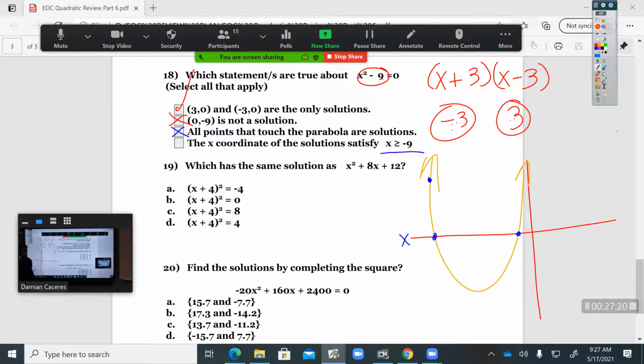Now let's see if this last one is true. The x-coordinate of the solution satisfies x is greater than or equal to negative 9. Let's see, what are my solutions? 3 and negative 3. Make sure they both satisfy. If they do, check it. So, is 3 greater than or equal to negative 9? Of course, 3 is bigger than negative 9. Is negative 3 greater than or equal to negative 9? Yes, because the bigger the negative number, the smaller it is. So negative 3 is a larger value than negative 9. Yes.